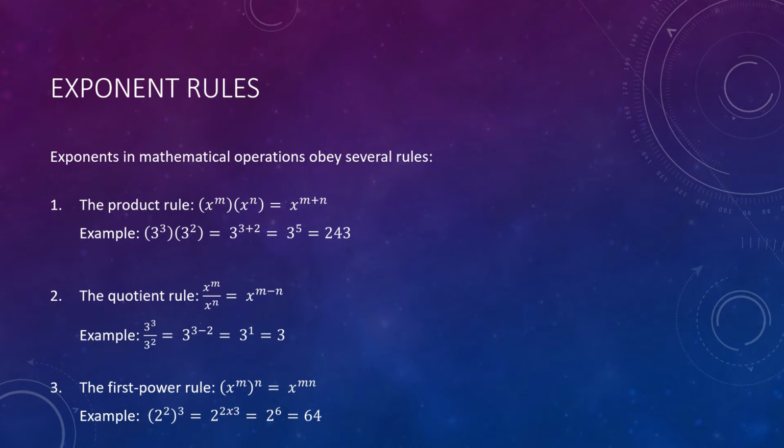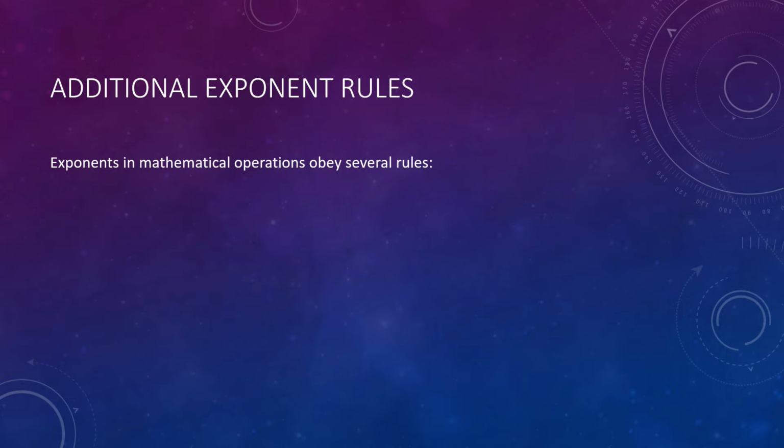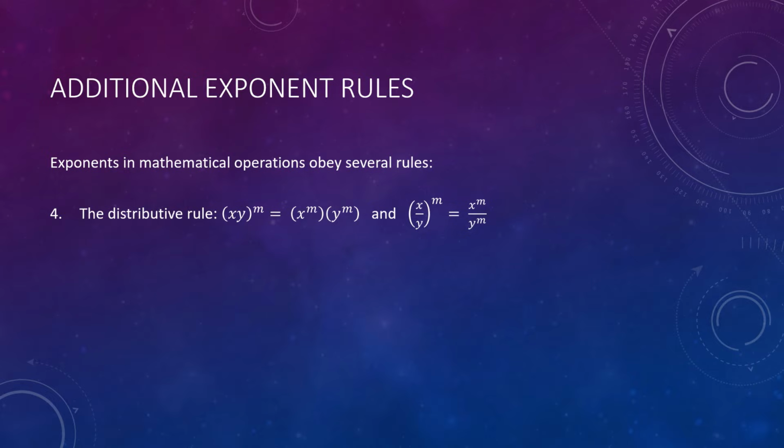Okay, there are a few more. I will say that there's no technical name or detailed name for each of these, so I kind of made up my own. So the next one we'll call the distributive rule. I call it this because this is when you have 2 different base numbers that are then raised to an exponent. In such a case, you distribute that exponent to everything inside. So in this case, you have x to the m times y to the m. The m is distributed to both base numbers.